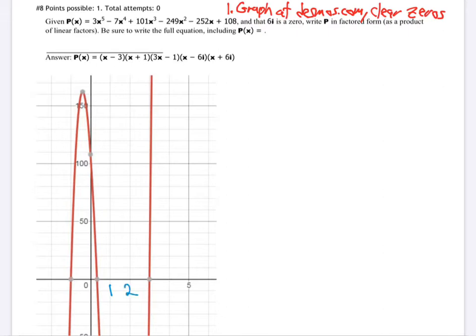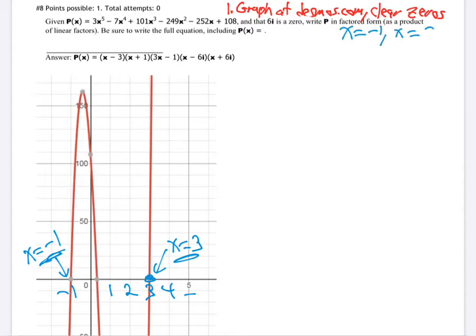So this is 1, 2, 3, 4, 5. So right there at 3. And then right here, this one's at -1, isn't it? So we have 2 clear zeros on the graph: x equals -1 and x equals 3. Okay, x equals -1. Here, let me put it over here. x equals -1, x equals 3.